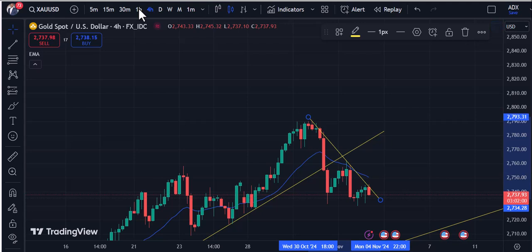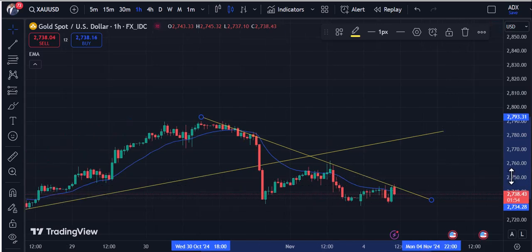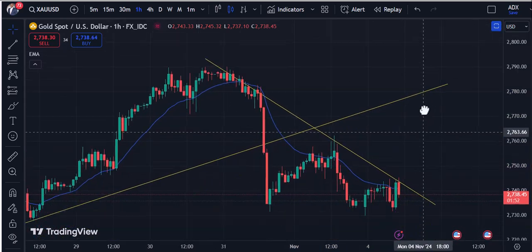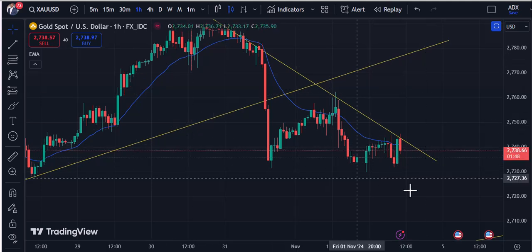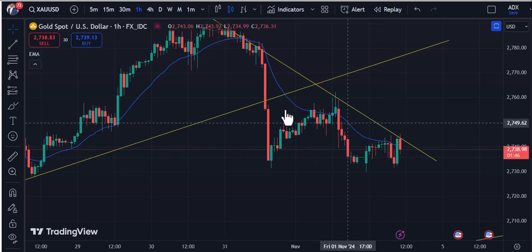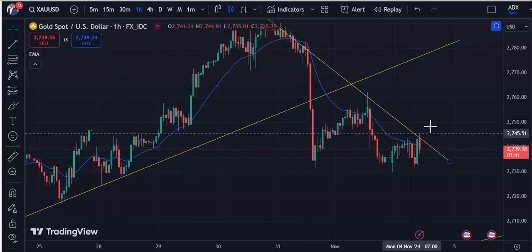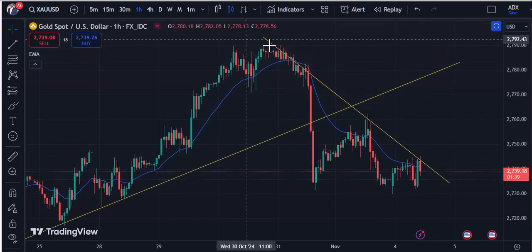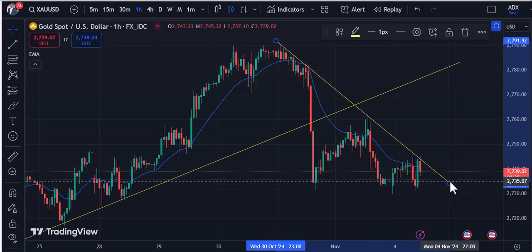So what next? We come to the 1 hour chart. Remember, we are using this not just to trade the trend, but we're using it for identifying patterns. Okay, so when you come to the 1 hour chart, now you can see that the market is respecting this trend. So what is actually happening here? The market is reacting at this trend. If I arrange this properly, you see that the market is respecting the 4 hours trend even on the 1 hour.